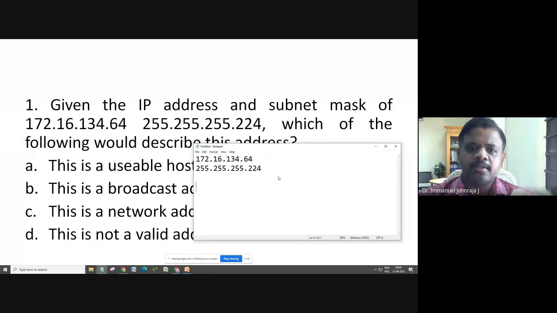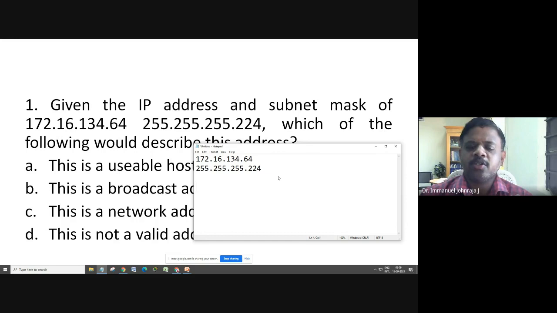So I write the mask value, 255.255.255.224, and I'm trying to figure out how many bits are available with the network portion. The number of bits which belong to the network has to be identified. When you say 255, because I'm assuming that you have worked with these kinds of values earlier, I'm going to skip all the fundamentals.